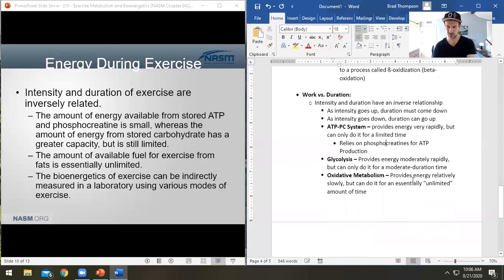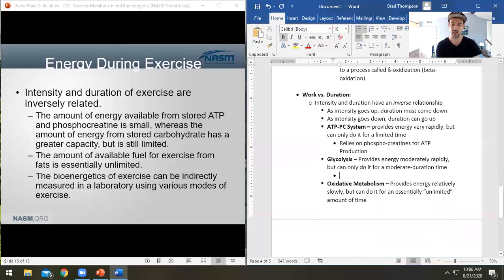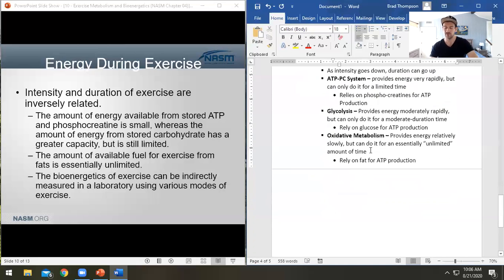Really, actually, it doesn't have that word. Glycolysis is going to rely on glucose for ATP production. And your oxidative metabolism is going to rely on fat for ATP production. Fat and the byproducts of the other parts of your metabolism.